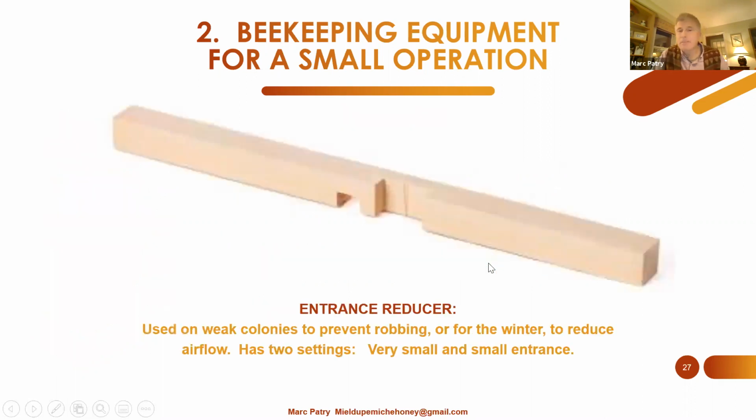So also you'll have this little piece called the entrance reducer. It's basically a stick you put down at the bottom where the entrance is, and by rotating it 90 degrees, you can have a small entrance or a larger entrance, depending on your needs. In the winter, you'll have a small entrance because you're reducing the drafts going into your hive, but you still need a bit of air coming in. And maybe in the summer, if the colony is weak or being attacked by other bees, you put a bit of a larger entrance, so the bees can come and go with their pollen and nectar, but it's easier to defend.